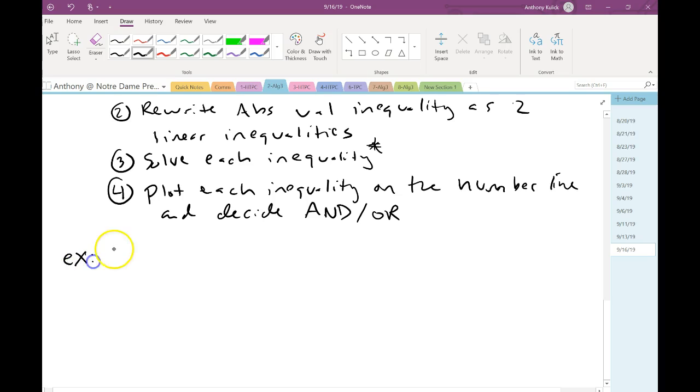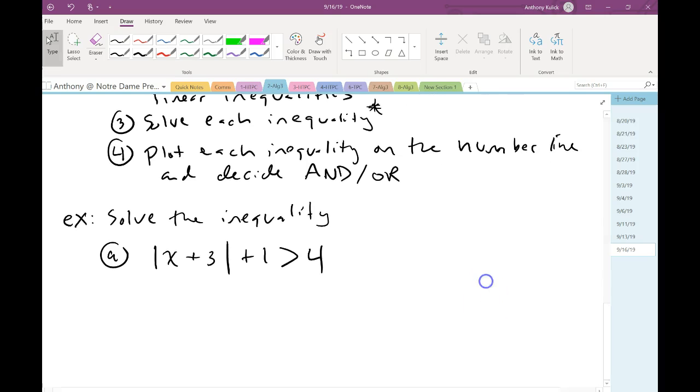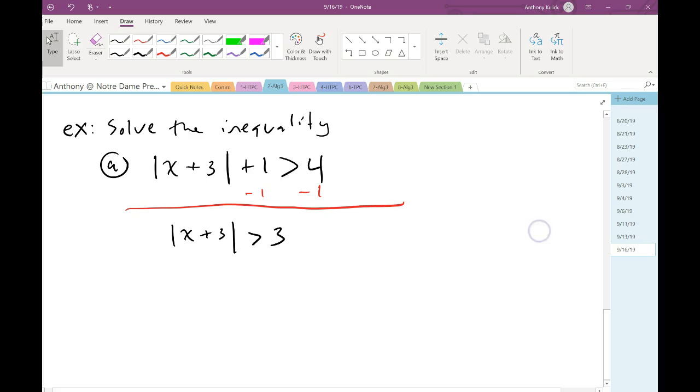So let's do an example. Let's say we have the absolute value of x plus 3 plus 1 is greater than 4. The first step we're going to want to do is to isolate the absolute value. What should be the first thing I do here? Good. Subtract 1 from both sides. Good. Now what?